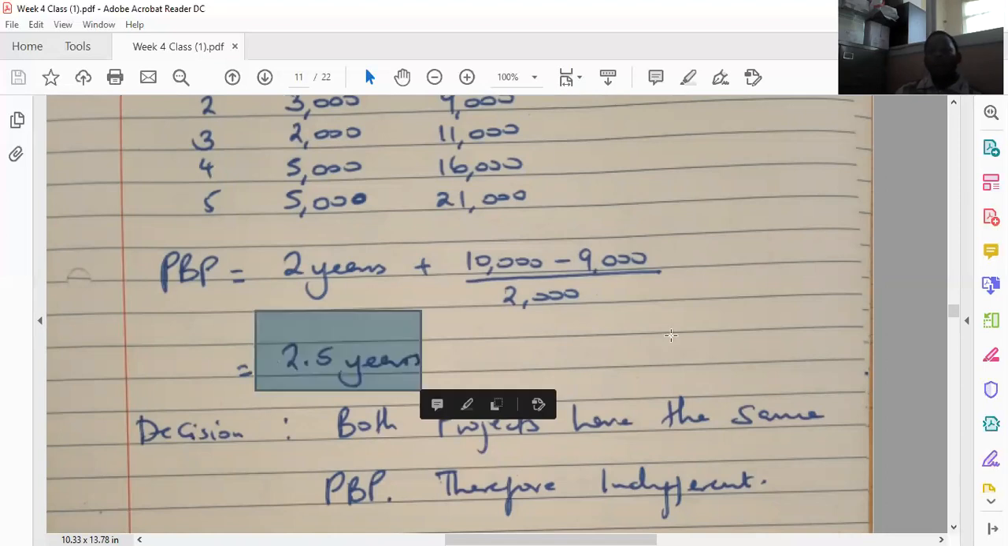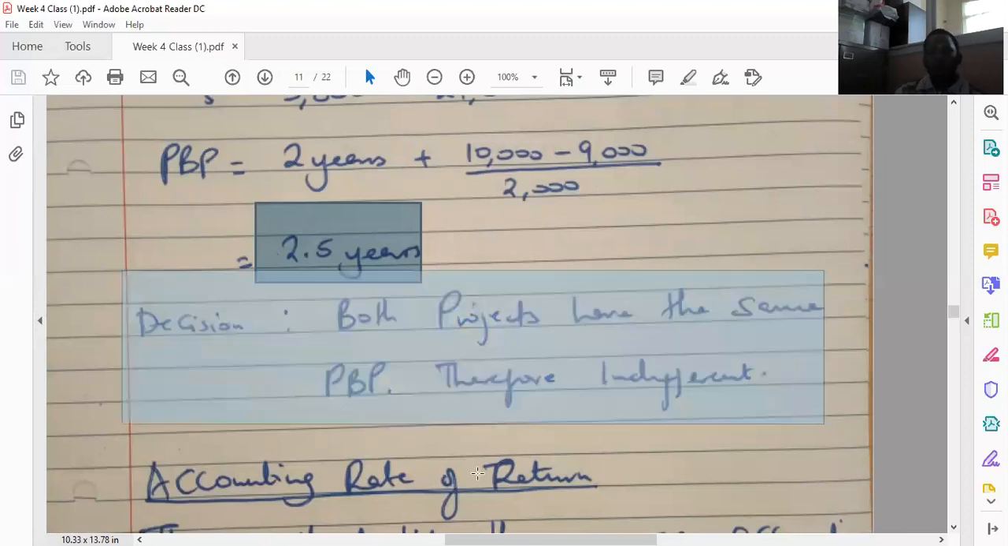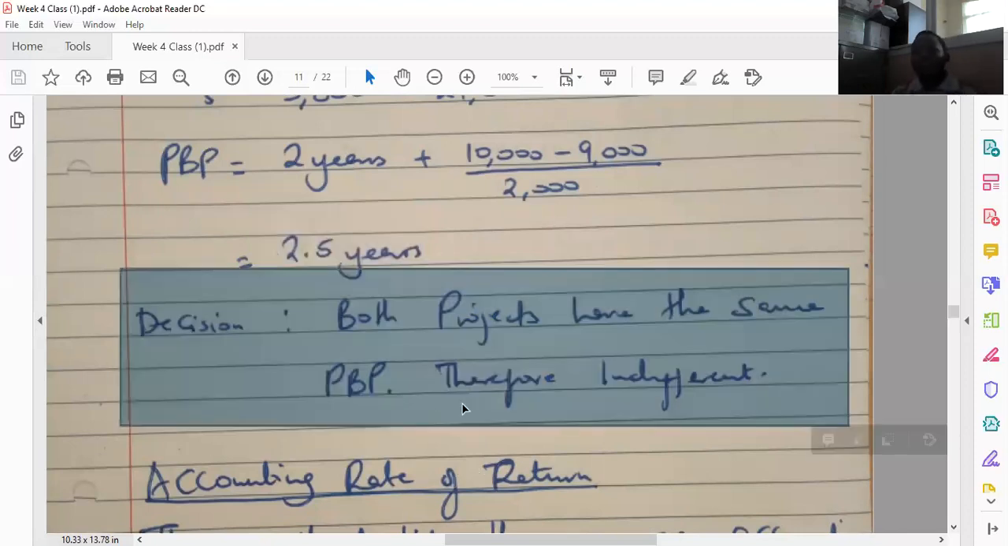And the PBP of project A is still 2.5 years. So in this case, our projects have the same PBP. So therefore, we are indifferent; we can choose either based on payback period, because each gives us the same payback period.